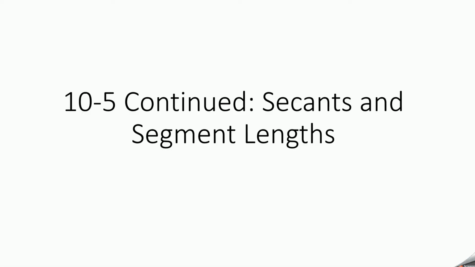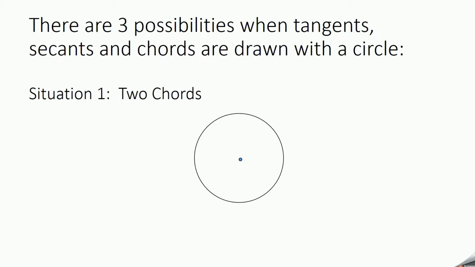Hey, what's up everybody? Today we're going to be continuing with section 10.5 secants. We're going to be looking at segment lengths instead of angle measurements. Last lesson we looked at angle measurements. This lesson we're going to be looking at segment lengths. Now there are three possibilities when I draw in tangents, secants, or chords into a circle. Each of those three possibilities has their own unique formula.